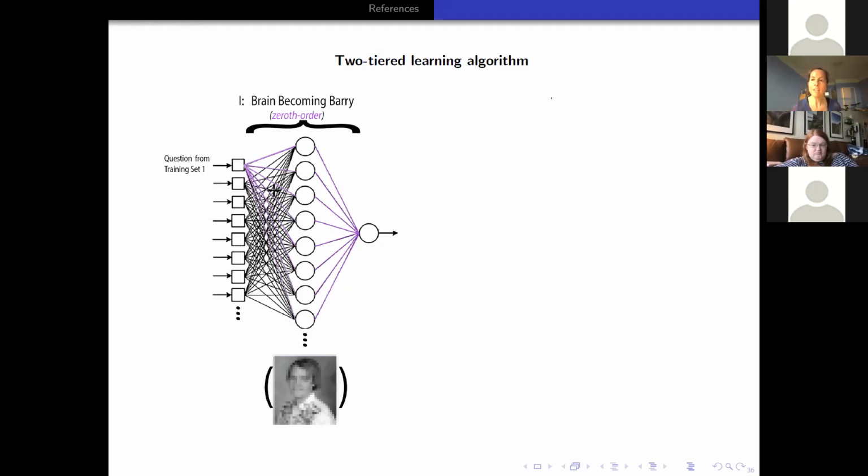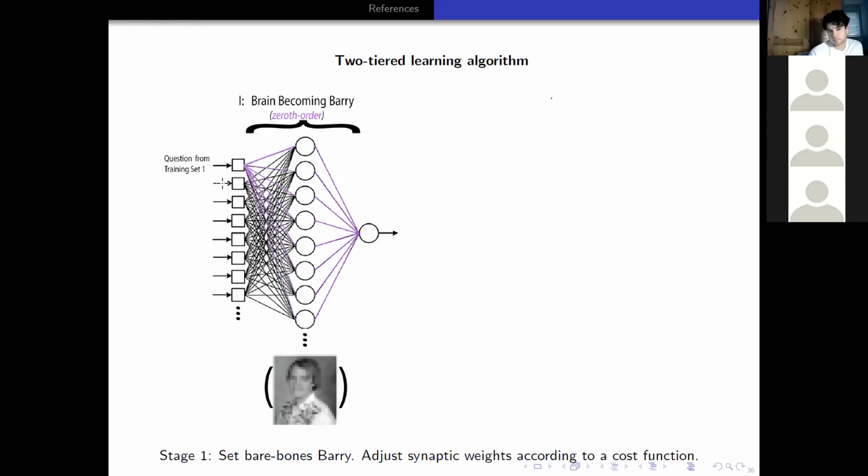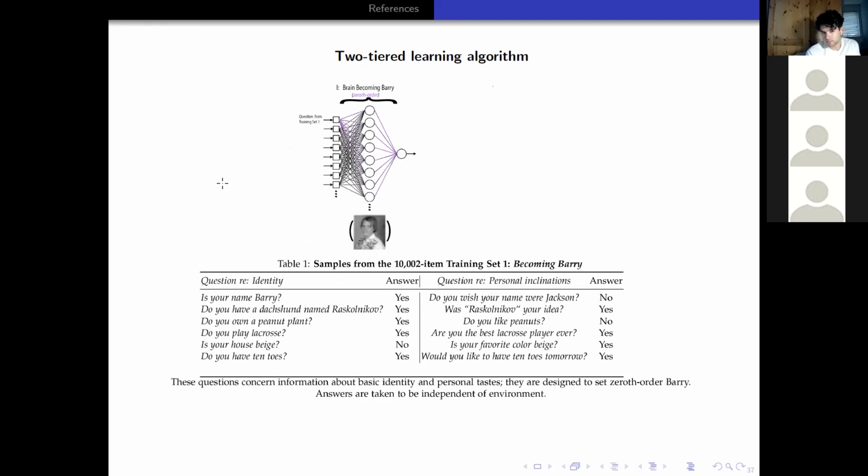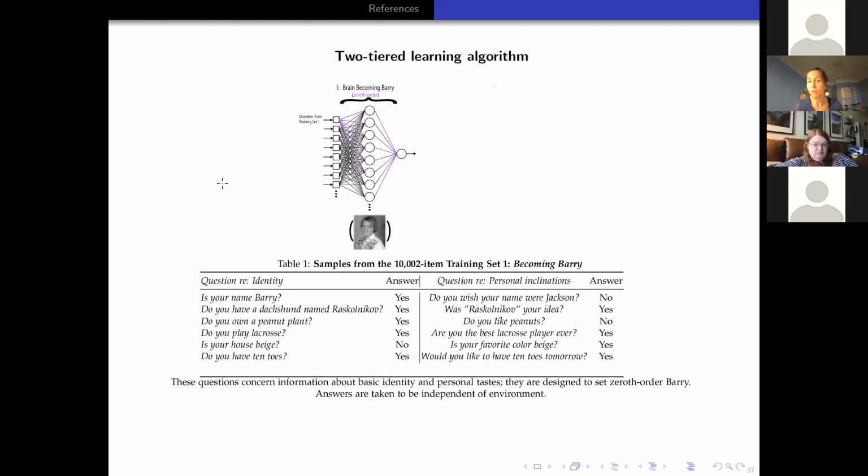And in stage 1, what we seek to do is set bare bones Barry, just who he is, just his bare essence. And we're going to adjust the synaptic weights according to minimizing the cost function, the output, because we know the answers. For example, the questions are something like, is your name Barry? Do you have a dachshund named Raskolnikov? Questions that have a definite answer that he should know. And what we do is the input goes into node 1 of this input layer, just node 1. The other squares are left alone for the moment.